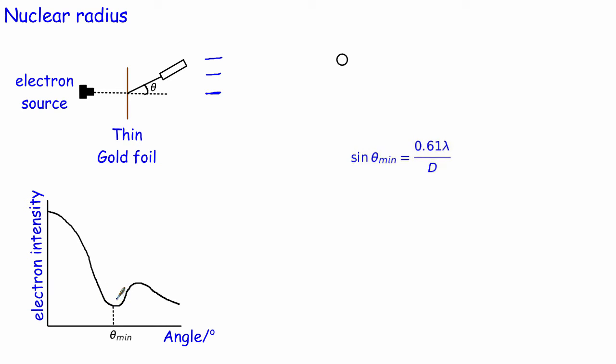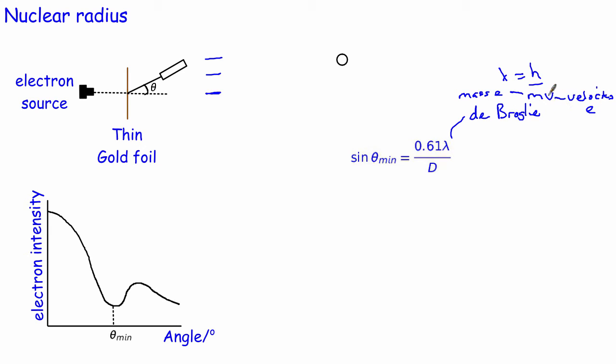You can then do some quite complicated maths that we don't need to look at at all. But if you do that, you'll find that the sine of this angle is related to the de Broglie wavelength, and you'll remember that from Unit 1. That's given by this equation, where h is Planck's constant, m is the mass of an electron, v is the velocity of our electron, and this is the de Broglie wavelength.